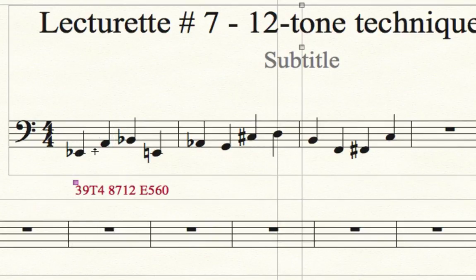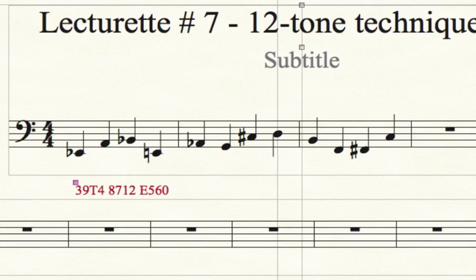So we see E flat is 3, A is 9, B flat is T, C is 0, E is 4. And then in the next measure, we've got A flat is 8, G is 7, C sharp is 1, D is 2. And then we move on to the third measure, E is 4, F is 5, F sharp is 6, and C natural is 0.